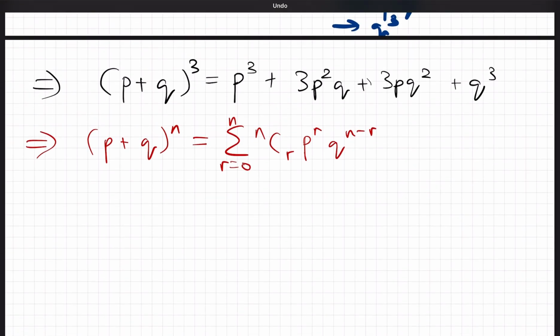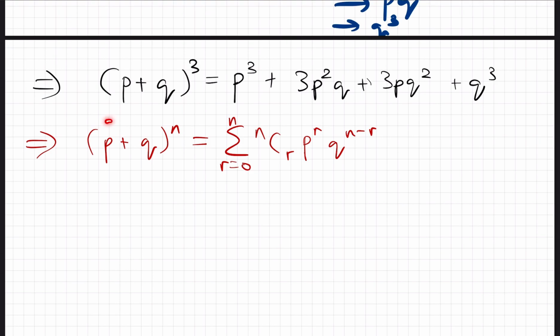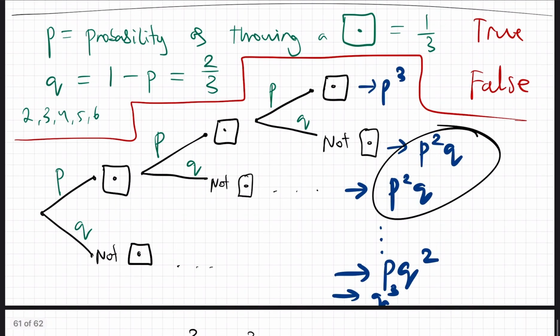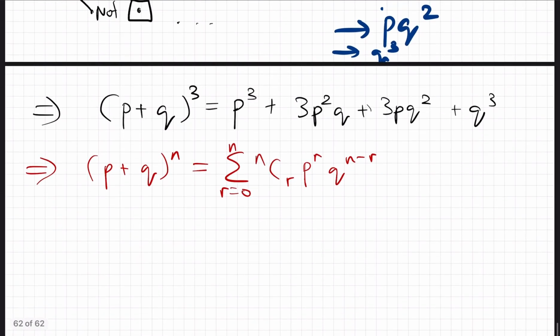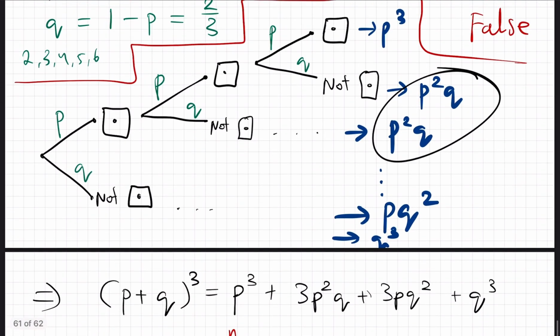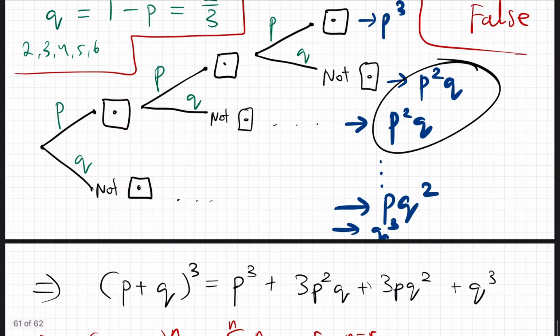And P and Q, so P represents the true, the 1/3 in our case, the probability of getting a true outcome, so the one we want, and Q represents everything else, so the false outcome. And we're basically just going through the tree diagram n times. So if n was 1, we'd stop here. If n was 2, we'd stop here.